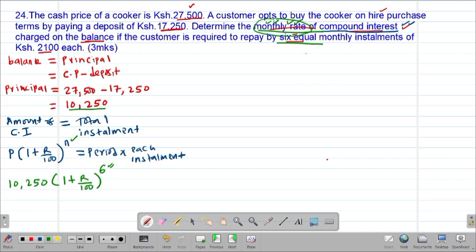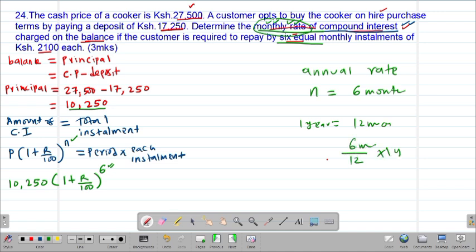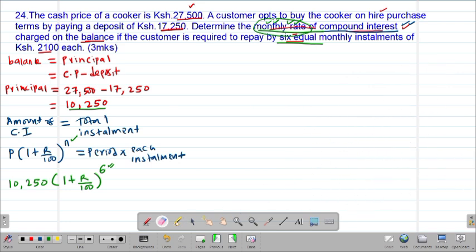But if the question was to get the annual rate, then we would have converted the 6 months into years. We know that 1 year is 12 months. So we would have asked ourselves, what about the 6 months? It would be 6 divided by 12 multiplied by 1 year. So we would have worked with 6 over 12, which is equal to half a year. We would have worked with our period being half a year. But because they want the monthly rate, we are not going to convert our period into years.